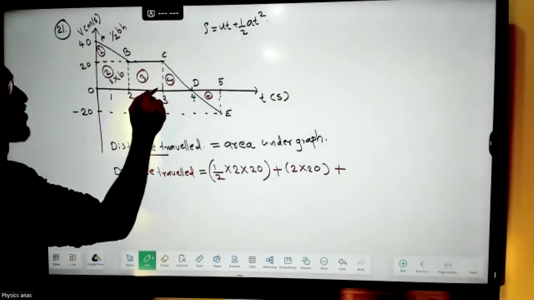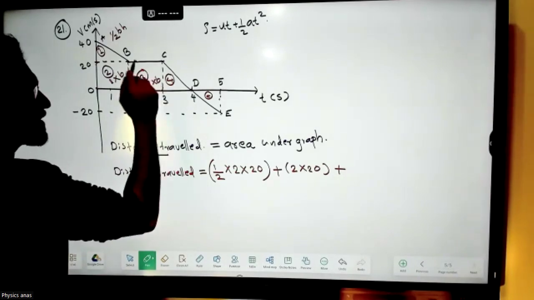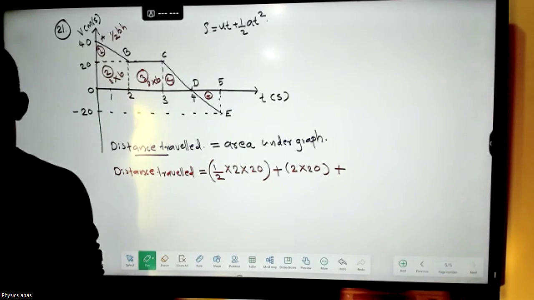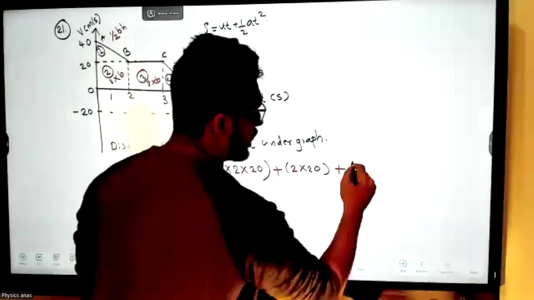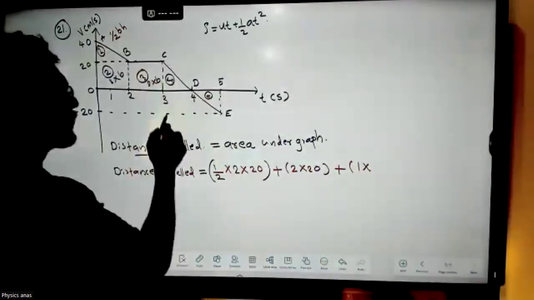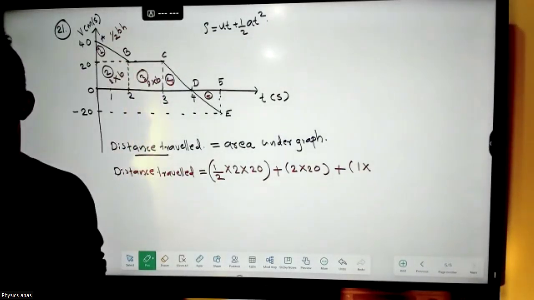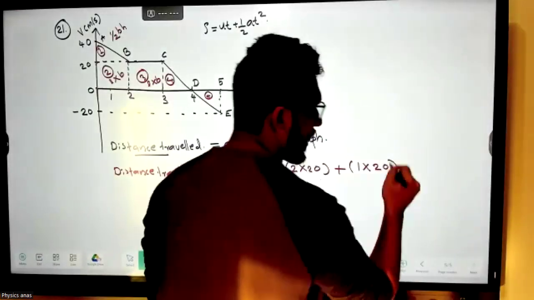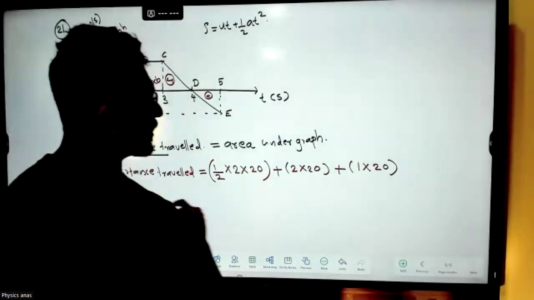Plus, take the next rectangle. This is from 2 to 3. What is the equation for area? Length into breadth again. From 2 to 3, what do you have as length? 3 minus 2, that is 1. Length will be 1 into, from 0 to 20, what is the breadth? 20 minus 0, or 20. Okay? That's the third one.